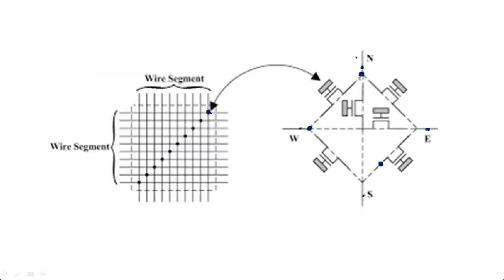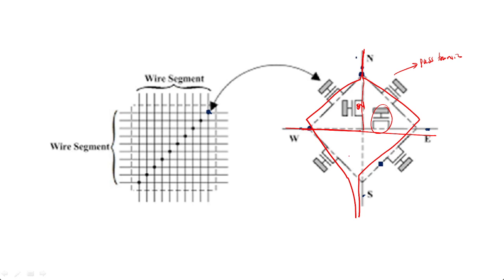How the switch matrix is built: four transistors are there. Sorry, six transistors are there. Six pass transistors are connected like this. Suppose here you want to connect from north to west, this transistor should be on. If you want to connect like this, these two transistors should be on. And if you connect from west to east, this transistor should be on.